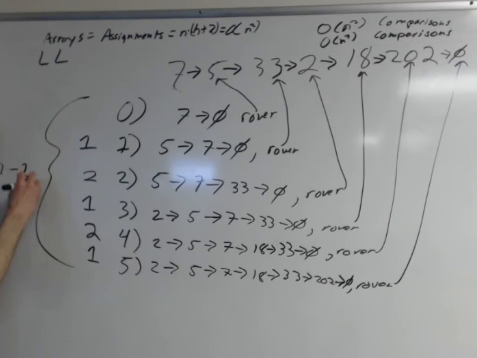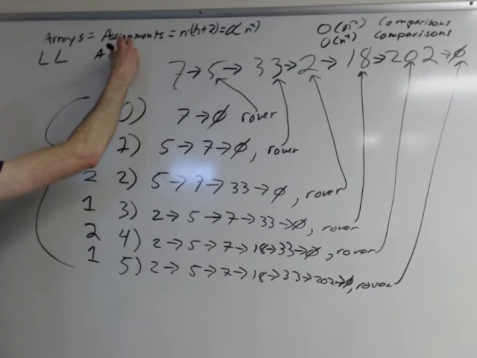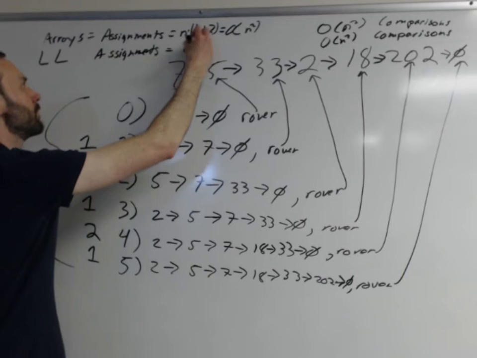How many times are you doing this? N minus 1. So what's the assignments? O of N. That's a lot better.